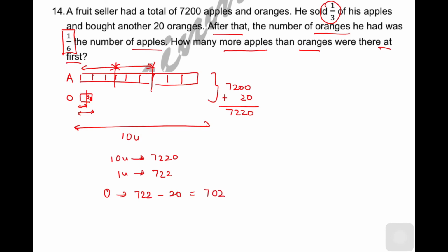So that will give you 702. As for the number of apples, what you have is actually 9 units at first. So 9 units is 722 multiplied by 9. That will give you 6,498. And the question asks how many more apples than oranges, so it will just be asking for the difference. It will be 6,498 minus 702. So this will give you 5,796 as the answer.